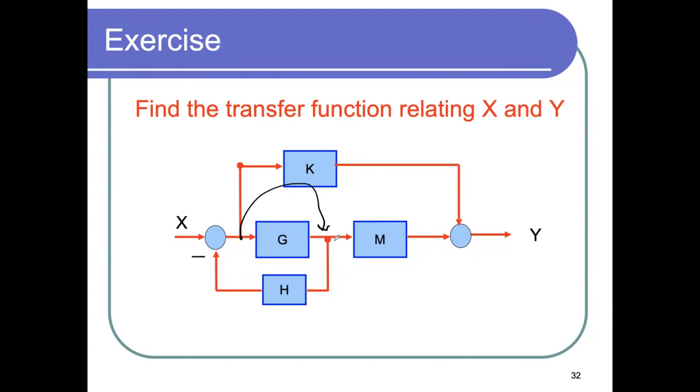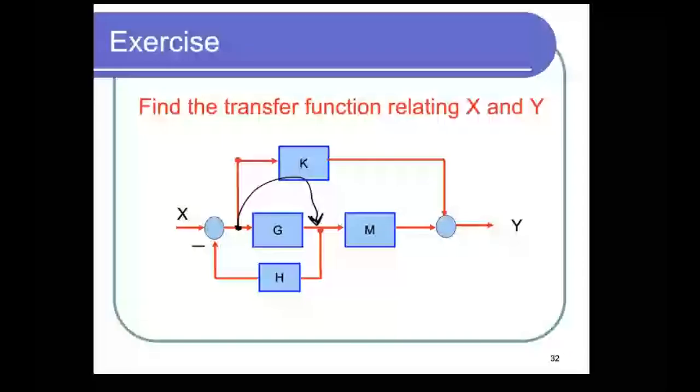So doctor, we have G and H, we take it as first. So we'll have them as in a feedback system. Then the result will be in series with M. Okay. And the result of the feedback system GH and M will be in parallel with K.